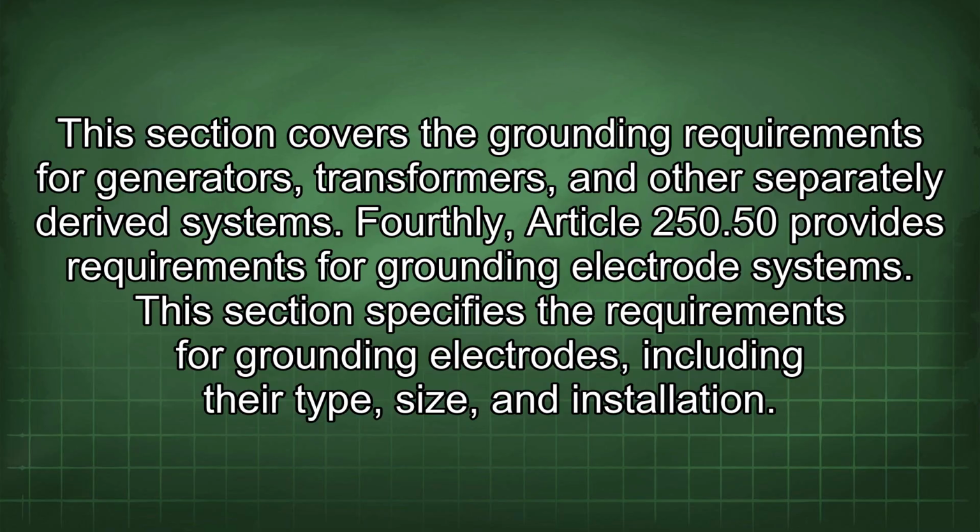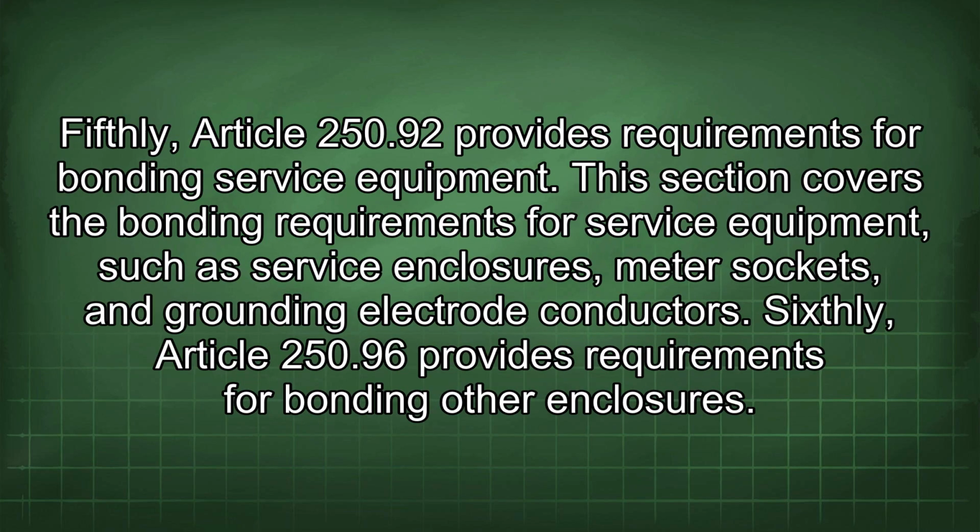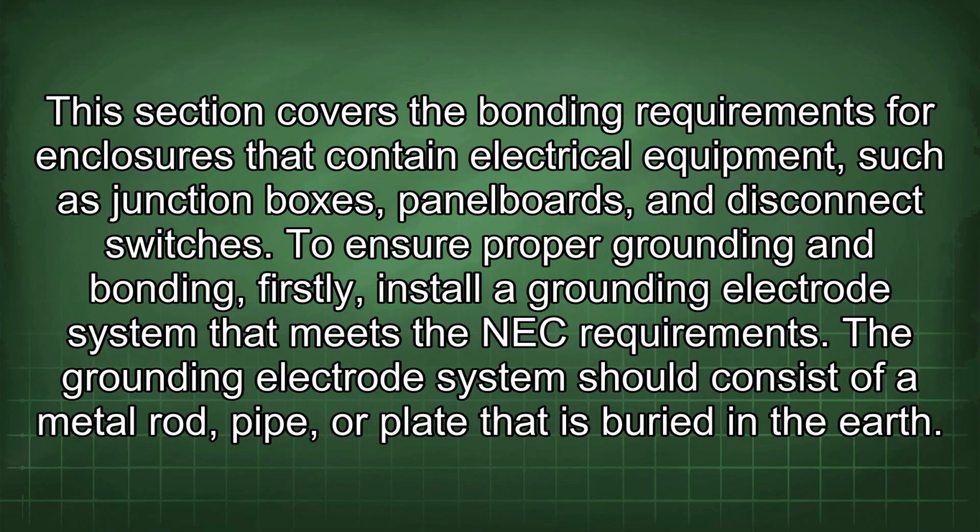Fourthly, Article 250.50 provides requirements for grounding electrode systems. This section specifies the requirements for grounding electrodes, including their type, size, and installation. Fifthly, Article 250.92 provides requirements for bonding service equipment. This section covers the bonding requirements for service equipment, such as service enclosures, meter sockets, and grounding electrode conductors. Sixthly, Article 250.96 provides requirements for bonding other enclosures. This section covers the bonding requirements for enclosures that contain electrical equipment, such as junction boxes, panel boards, and disconnect switches.